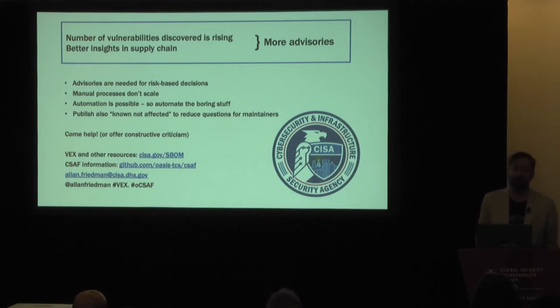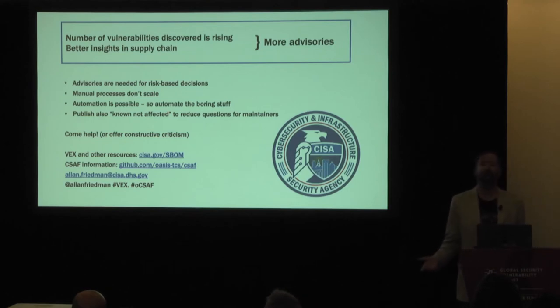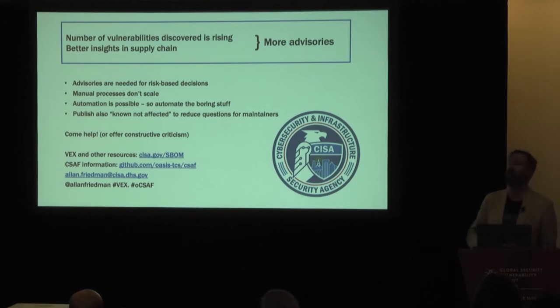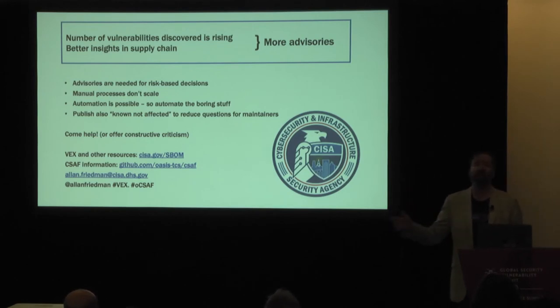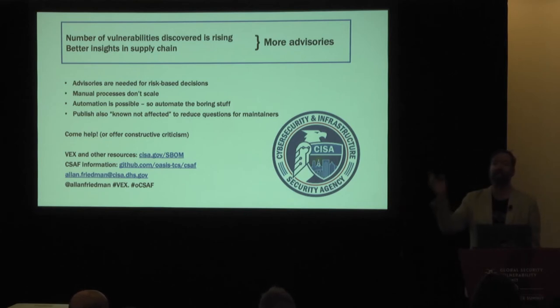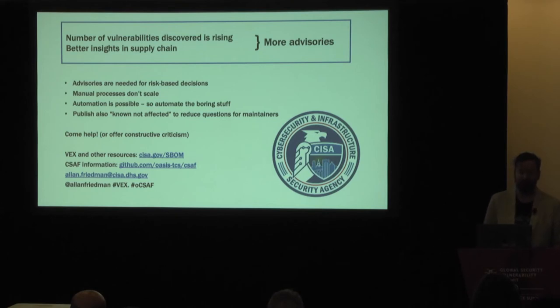So summing up, vulnerabilities going up. Better insights in the supply chain going up, which means there's going to be a lot more advisories. And so we need a way to better manage them for risk-based decisions. That's why we have VEX. So we've got some documents publishing. The status justification codes are going to be published by the end of the month on the CISA webpage. That's the CSAF GitHub page.